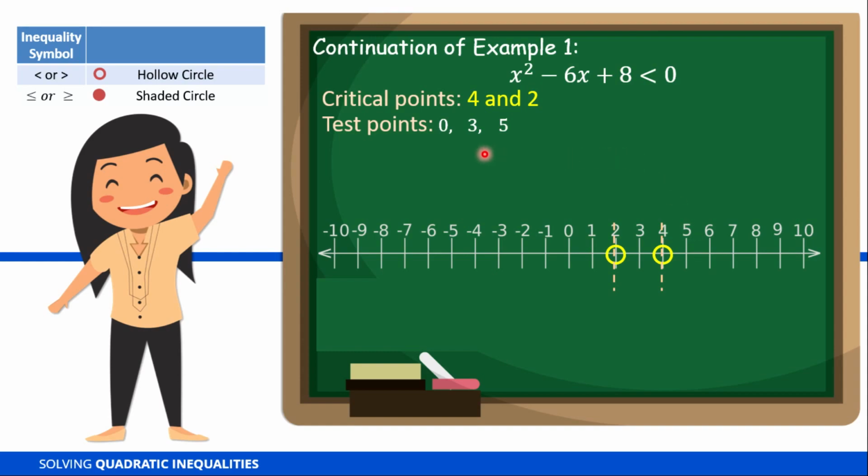So, mayroon na tayong representative na point bawat region. Okay? Sa unang region, we have 0. Sa pangalawa, we have 3. At sa pangatlo, we have 5.